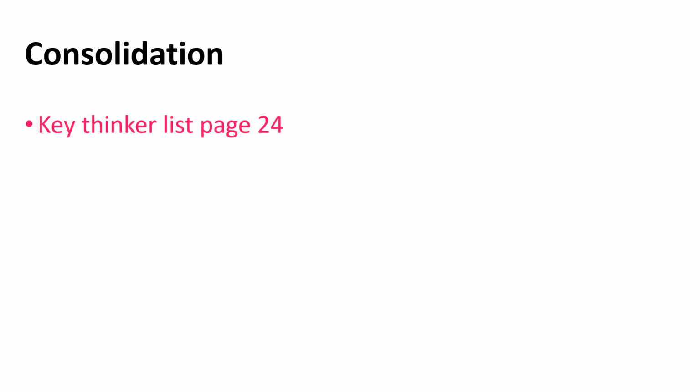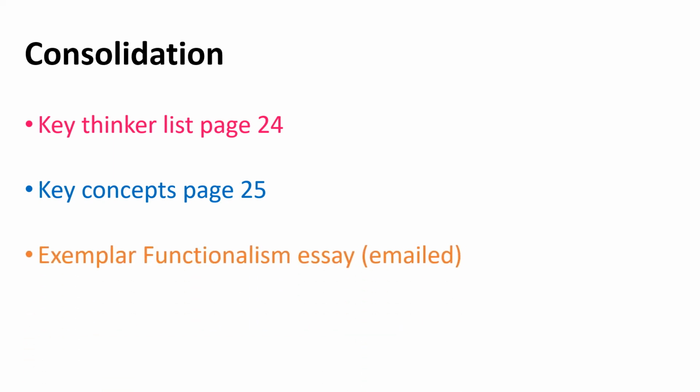I'd like you to complete the key thinker list on page 24 with just a really brief summary of what each of those key thinkers argue. I'd like you to do the key concepts on page 25, and I think I might complete that and send you a picture of it completed so you can make sure you've got the answers. I'm also going to send you an example of a 20 marker on functionalism and the family. So I'd like you to make sure that you read it and then do what we usually do, where you highlight key concepts and highlight evaluation and highlight application to the question. But I'll send the instructions for that as well.